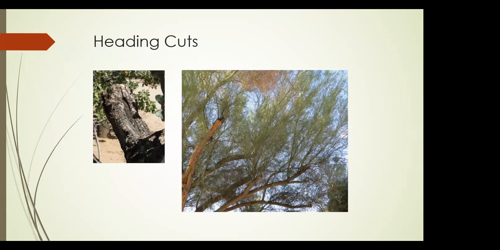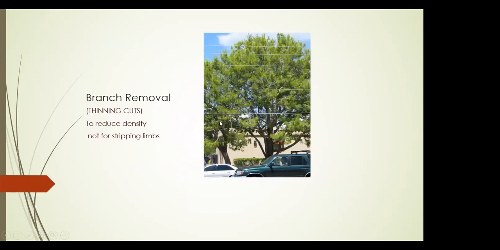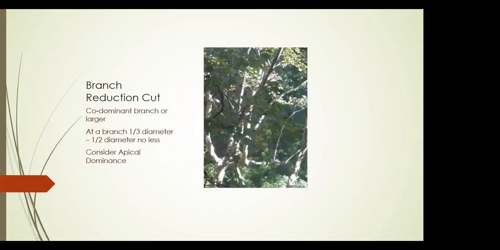Two heading cuts, the Palo Verde, you can see they were headed. When you head, you don't care where the next branch is below that, you just whack it off. The olive tree on the right, this stub actually died. Branch removal cuts, that's thinning. We talked about that a little bit more, but we're getting away from it because most of the arborists thin too much and they start stripping out branches, and it's very destructive to do that for trees for a number of reasons, quite a few reasons.